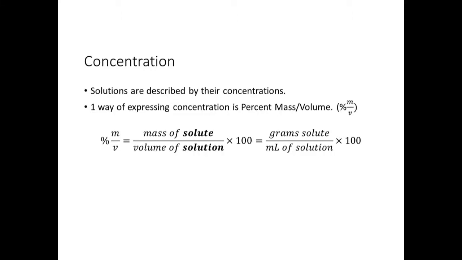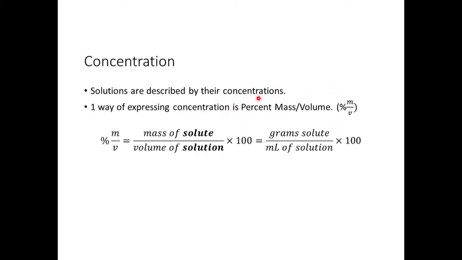In addition to knowing what a solution is, it's important that we be able to express a solution's concentration mathematically. After all, that's why we as chemists love solutions: because they're mathematically uniform, meaning it's really easy to express their concentration. And there are a couple of ways we do that. The first way we're going to express concentration is using percent mass volume.